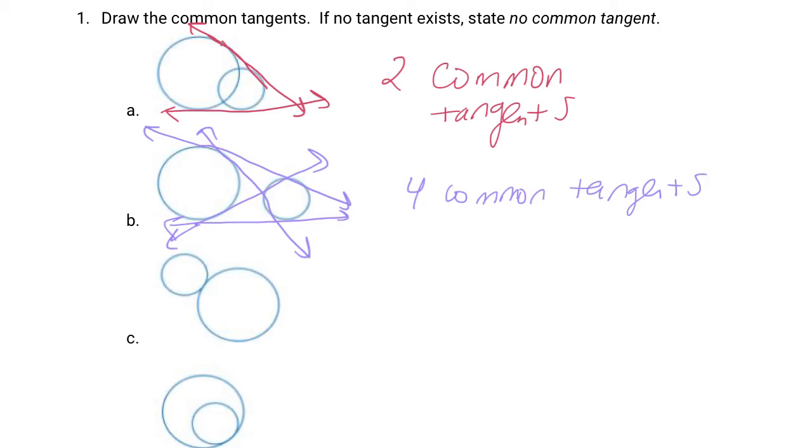Try the next 2 on your own. Tell me how many common tangents. Start with letter C. All right, letter C. Let's scroll down here. I can see a few common tangents between these two circles. I can see one really easily at the point where they meet in the center. I can see another one across the top of each of them, and another one across the bottom of each of them. So that's 3 common tangents.